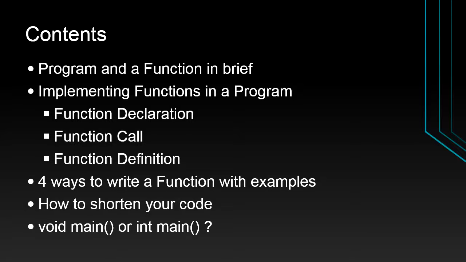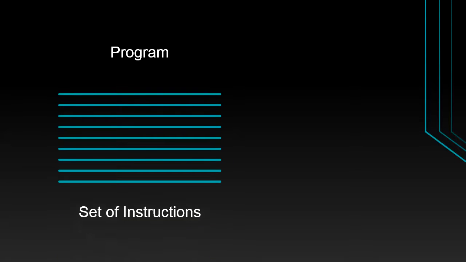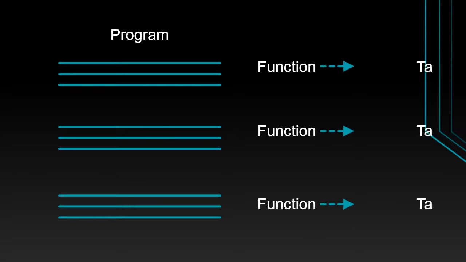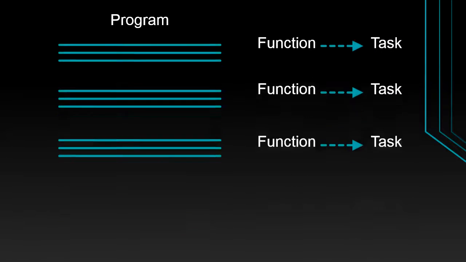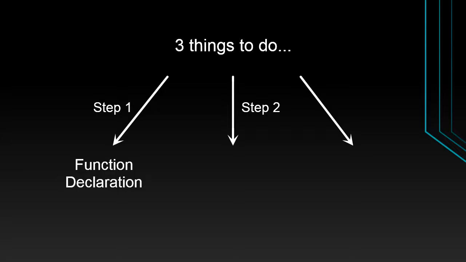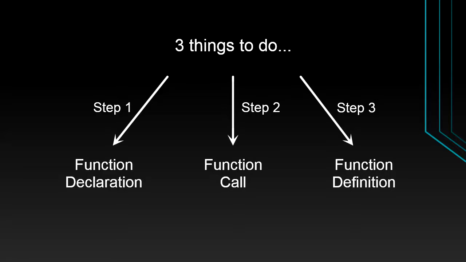So let's begin. As you might know, a program is a set of instructions. We divide this program into various functions which perform a specific task. To implement functions, we need to do 3 things in our program. The first step is declaring the function. The second step is calling the function. The third step is defining the function. Now, let's see how to declare, call, and define a function.